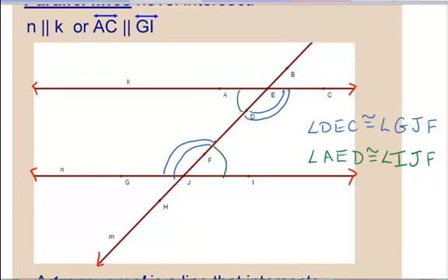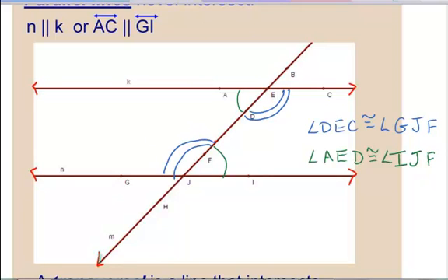So here's a diagram with alternate interior angles. And we know that alternate interior angles are congruent. I want to show you how to use notation when the angles have letters instead of numbers. So here we see in blue two angles that are congruent because they're alternate interior.